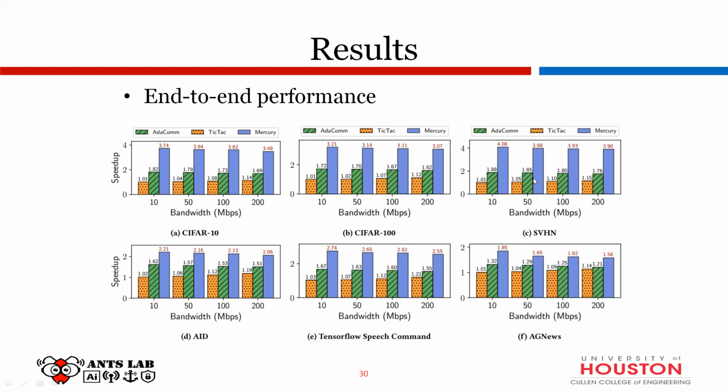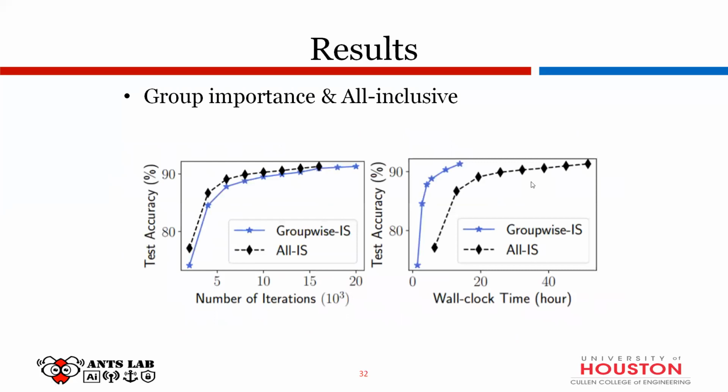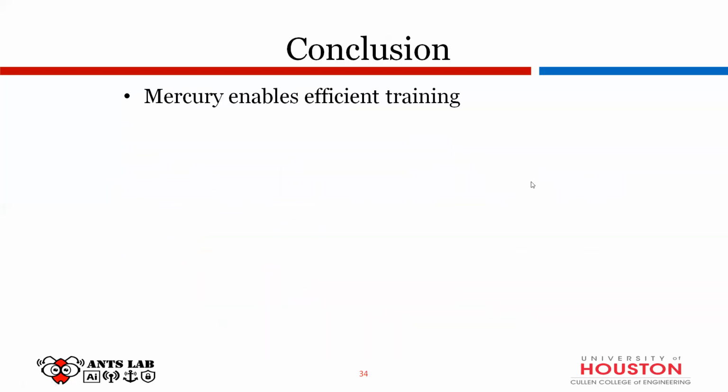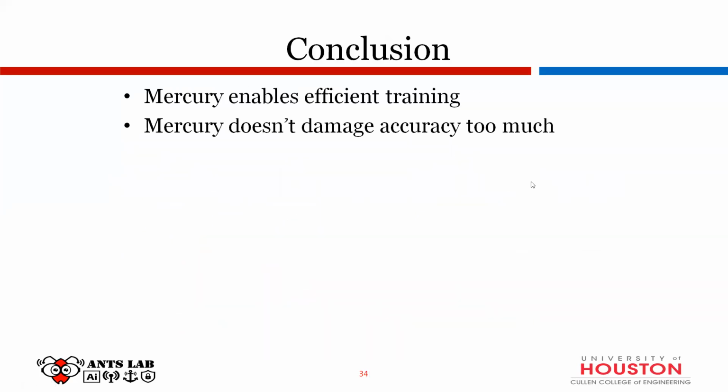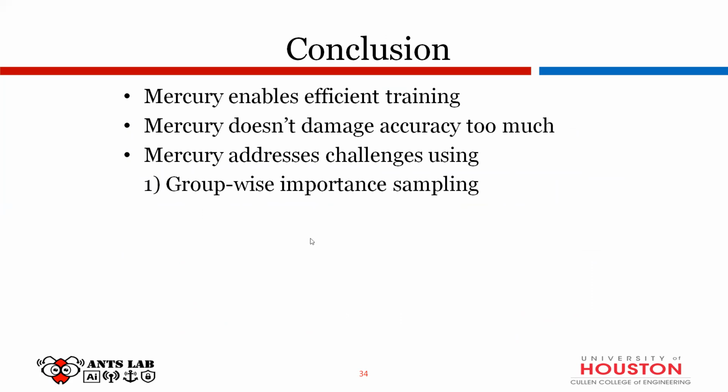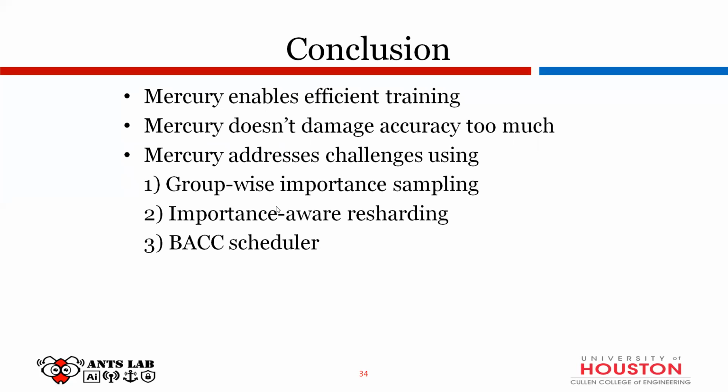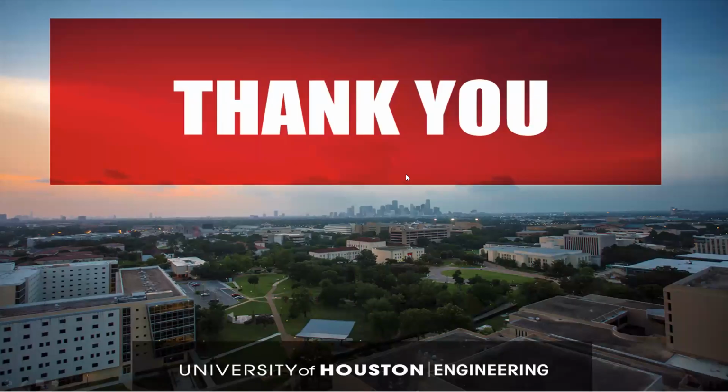So the conclusion here is Mercury enables efficient training, and Mercury doesn't damage the accuracy too much. Mercury addresses the challenges we just mentioned using the group-wise importance sampling, the importance-aware resharding, and the BACC scheduler. These are the conclusions for this paper. Any questions?